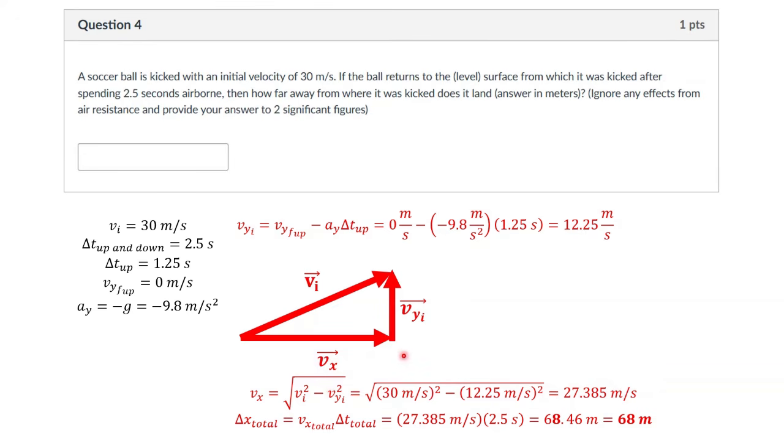We didn't want a vertical displacement, which we were actually given. We wanted to find the horizontal lateral displacement of the object across the full time period. So to get that, we go to our constant velocity equations and we say that the lateral displacement of the ball will be equal to the constant horizontal component of the velocity during this full time period multiplied by the full time period. So that would be 27.385 meters per second times 2.5 seconds, which is 68.46 meters, which to two significant figures is 68 meters.